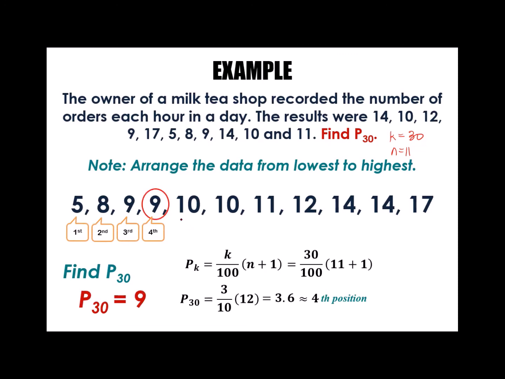Let's interpret again. P sub 30 means 30%. So 30% of the orders, you already know this, each hour in a day is lower than or equal to 9. Okay? So it is easy. Once you know the process for quartile, you can now do the decile and percentile as well. So don't forget to change the denominators, because that tells us how many equal parts we are talking about.